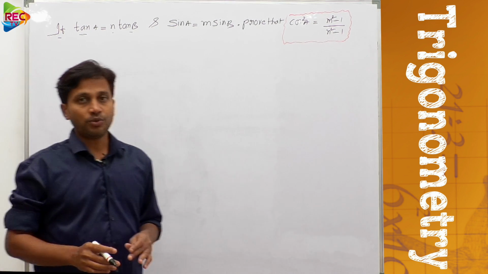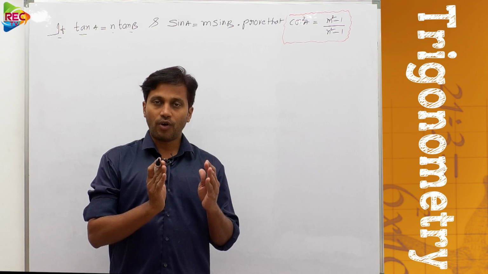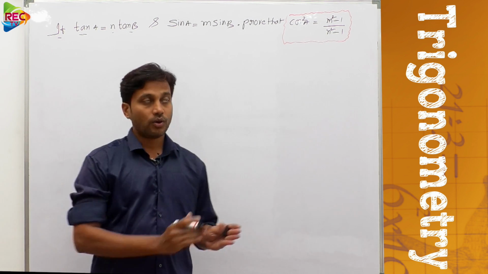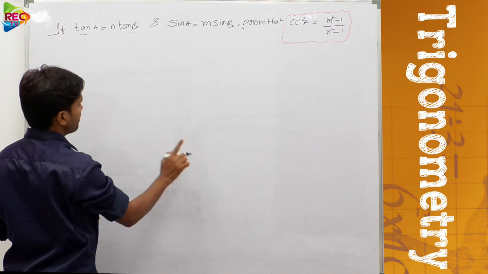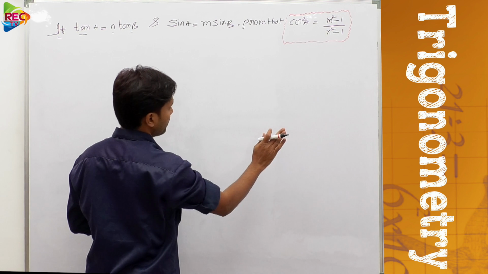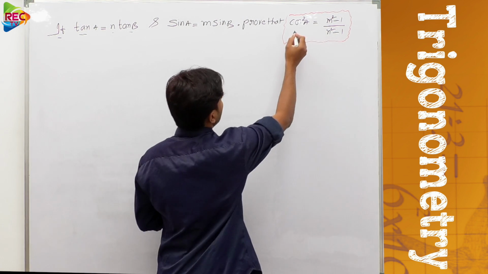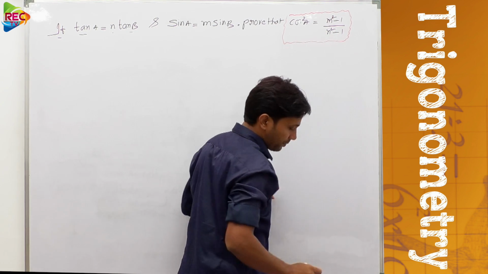First of all, we need to observe what are the given conditions and what we are asked to prove. Okay, what are the given conditions over here? Tan A equal to n tan B, first given condition. Second given condition is sin A equal to m sin B, and we need to prove that cos square A is equal to m square minus 1 by n square minus 1.